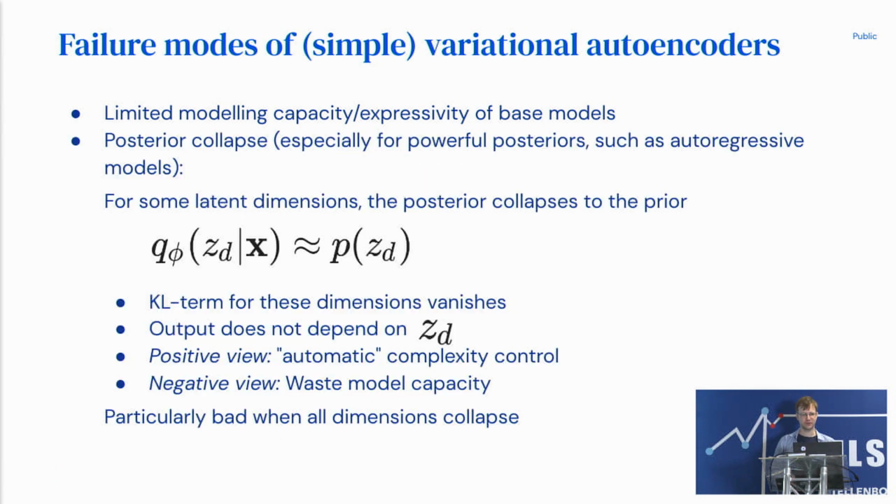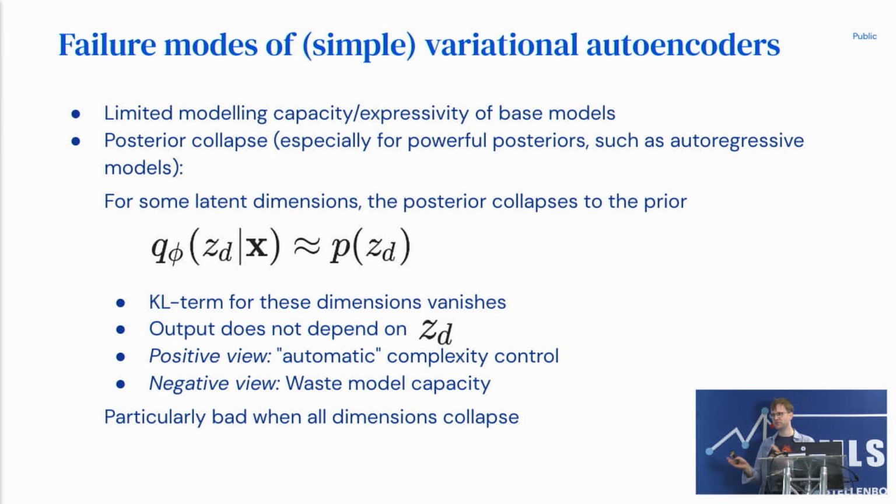And then there are other problems. For example, there's a thing called posterior collapse in terms of the optimization, which means that some of your latents might be completely uninformative, and the posterior collapses to the prior, which means that this KL in the ELBO becomes 0 for these dimensions. And that means that the output then doesn't really depend on that latent vector anymore because there's no information in that because it's the same as the prior.